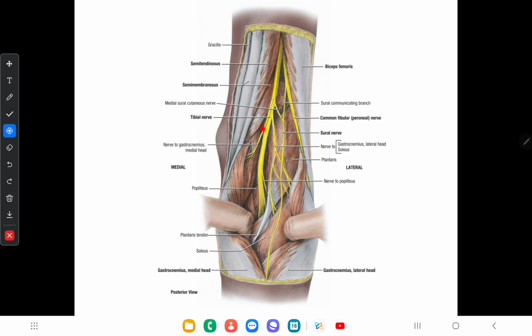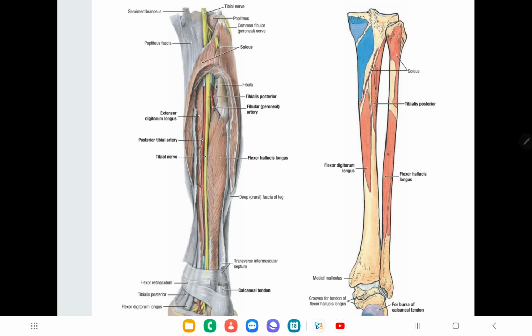Here you can see this is the tibial nerve and this is the common fibular or common peroneal nerve. Here this is the soleus muscle, these two are the gastrocnemius muscles. You can see tibial nerve enters deep to the soleus muscle. That means, as I told you previously, the nerve goes through the second and third layers of muscles in the posterior compartment of the leg. Here also you can see clearly the posterior tibial artery and tibial nerve accompanying together in the posterior compartment of the leg.